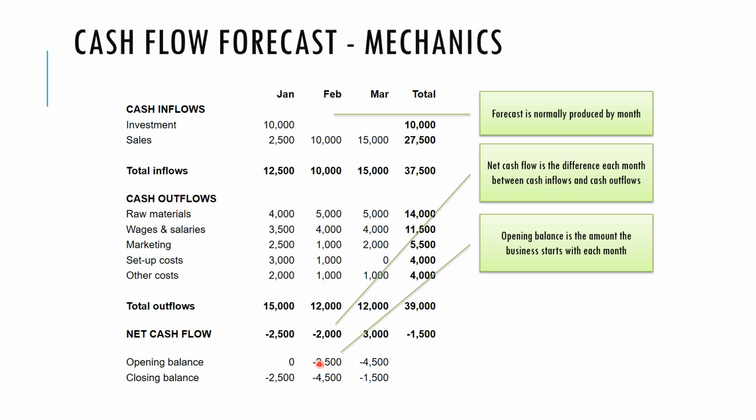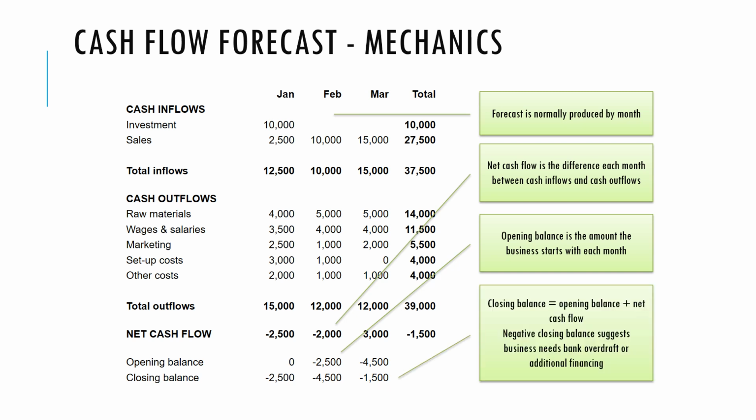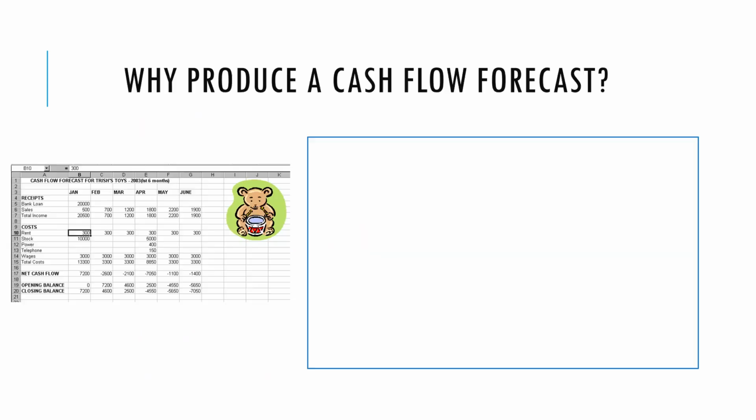So if the business starts here at the beginning of February with minus £2,500, and during February the net cash flow is minus £2,000, then the business is going to finish with the closing balance of minus £4,500 at the end of February. If at the end of February they have minus £4,500, at the start of March they will begin with minus £4,500. Here the net cash flow for March is positive, which brings us up to minus £1,500. So again, the closing balance is always the opening balance plus the net cash flow. So it's important you have these formulas down, the opening balance and the closing balance, in your notes.